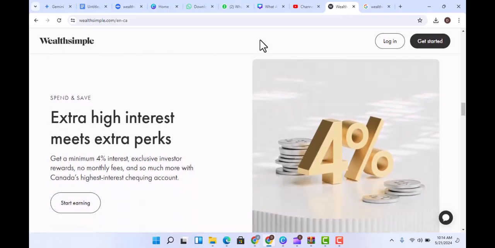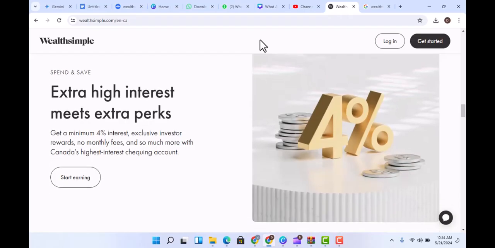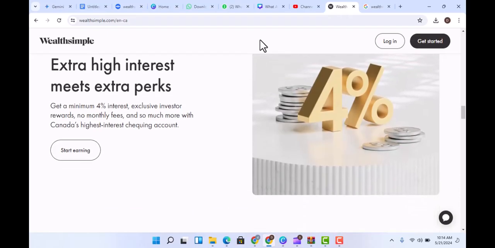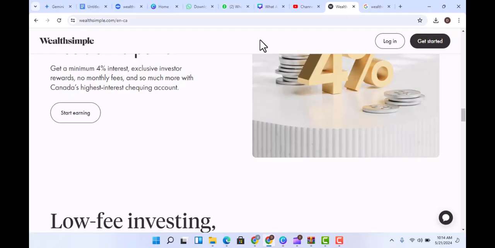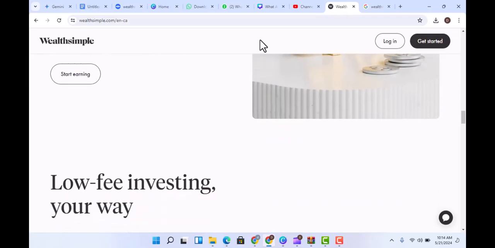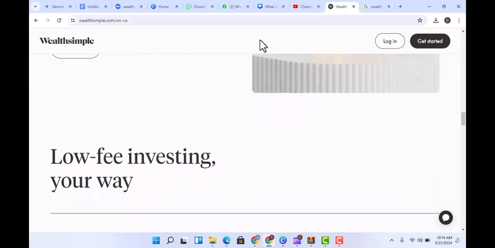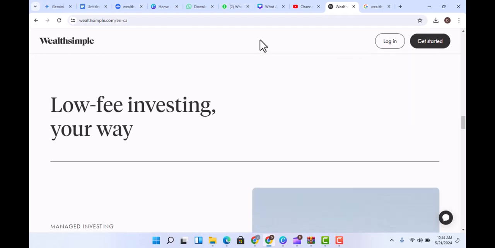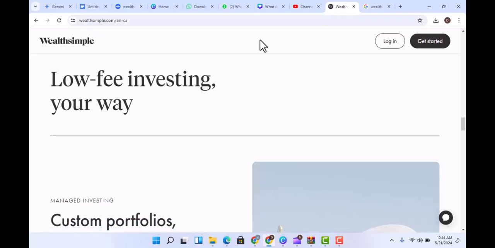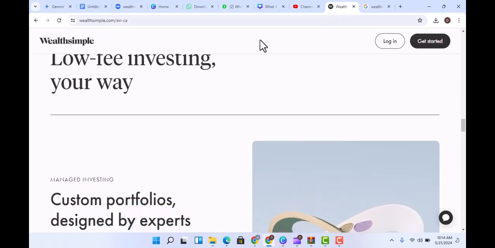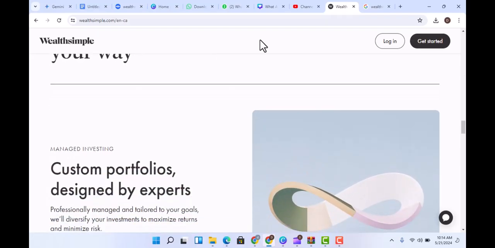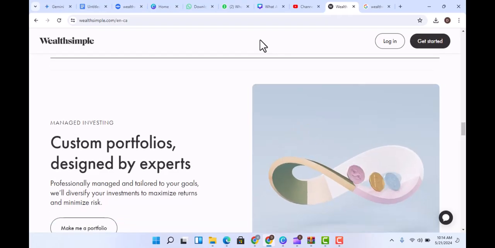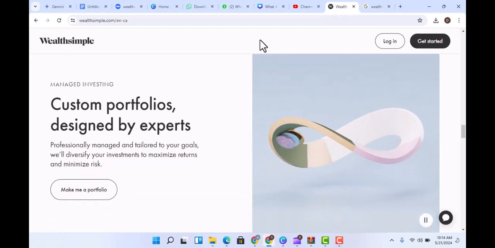Risks of holding USD in Wealthsimple. There are also some risks to holding USD in Wealthsimple. Currency risk. The value of the USD can fluctuate relative to your home currency. This means that you could lose money if the USD falls in value. Foreign exchange fees. There may be foreign exchange fees associated with buying and selling USD.